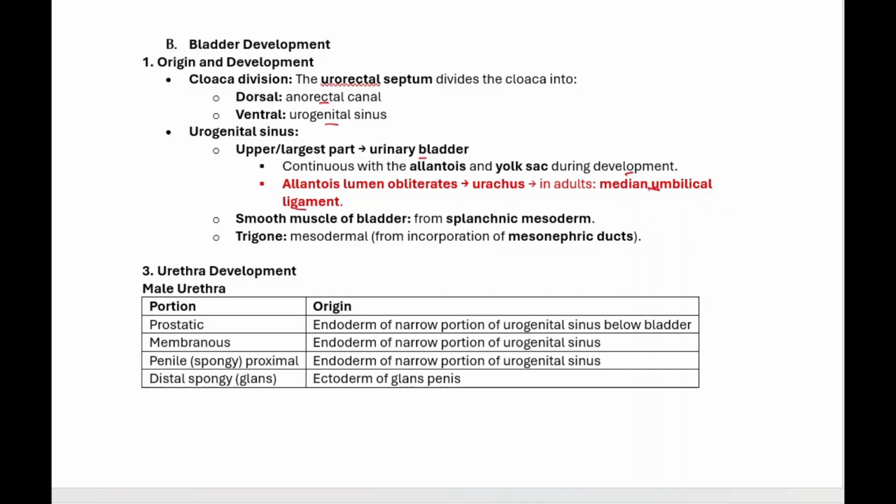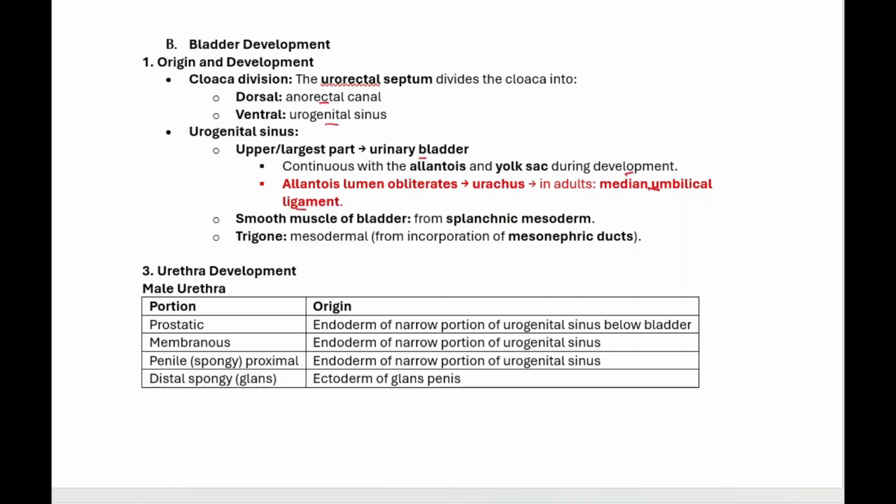When we look at the smooth muscle of the bladder itself, those are formed from the splanchnic mesoderm. The trigone is also from mesoderm, from incomplete incorporation of the metanephric duct into it. Because remember, the metanephric duct forms the what? It forms the conducting system, and that conducting system will be able to drain into the what? Into the bladder. So that's bladder development.